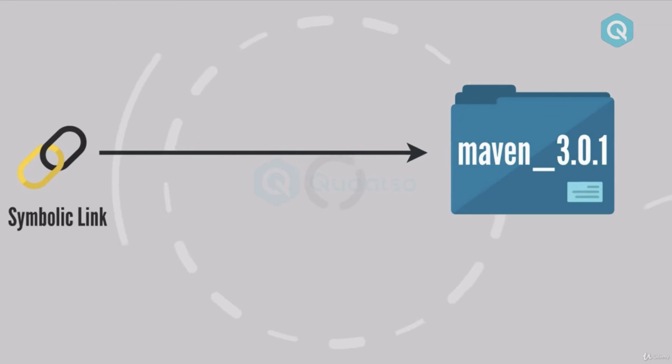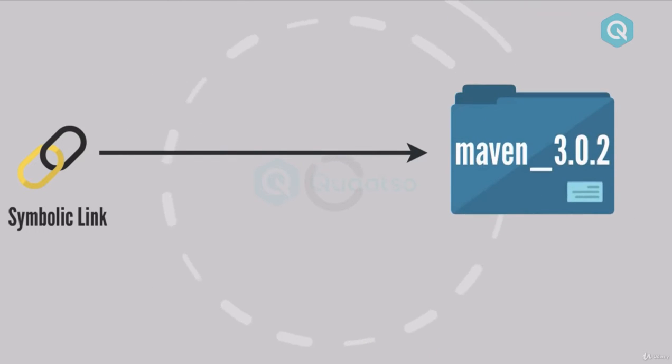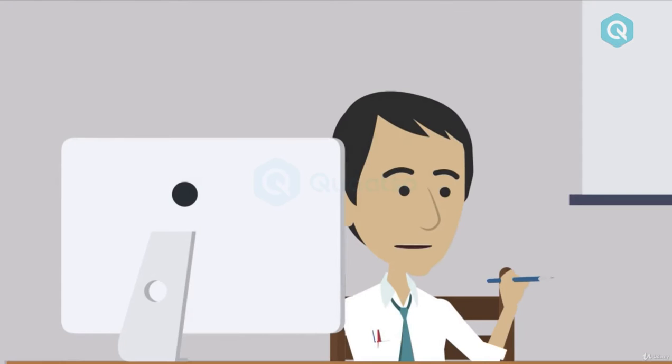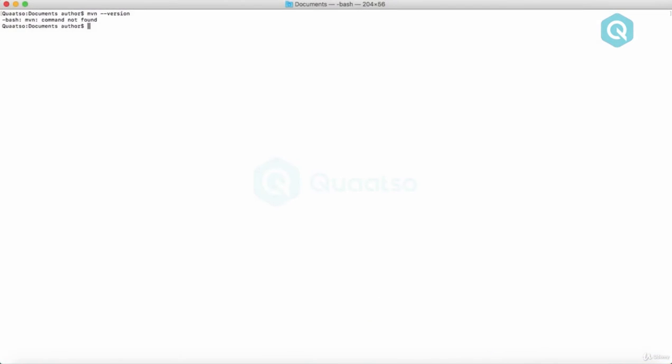The reason behind creation of symbolic link is if in future we want to update our Maven version, then we just need to point this symbolic link to the new version, and rest of our environment will work in same way. For creation of symbolic link, open terminal and go to the directory where we have saved our Apache Maven binary files. In our case, we have saved in Documents, so list out, and this directory contains only Apache Maven.